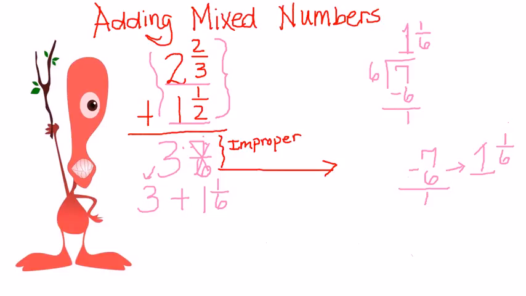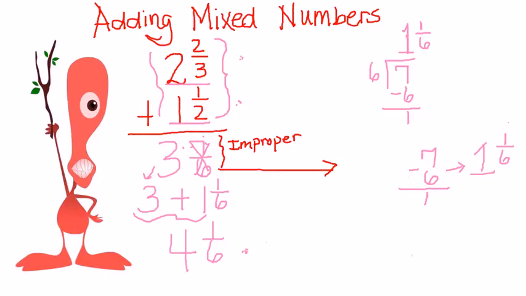We are going to move the 3 over and we're going to add the 1 and 1/6. Now you notice here, nothing fancy. All you have to do is just add the whole numbers. We get 4 and 1/6 as the answer to adding 2 2/3 cup flour to 1 1/2 cup sugar. We would get 4 1/6 cups of dry ingredients if you were to add those two things together.